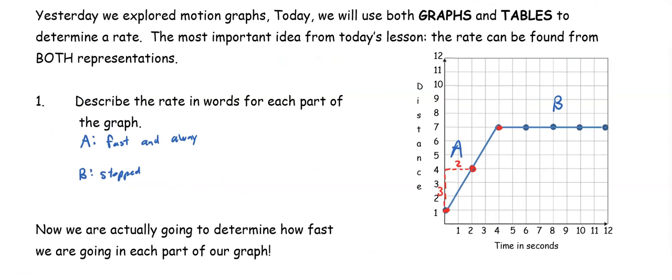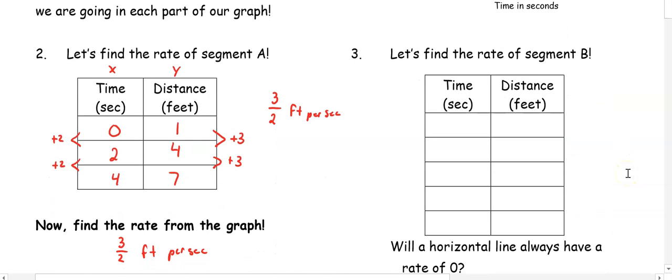So in segment B, we have these points that are at 4 seconds, 6 seconds, 8 seconds, 10 seconds, and 12 seconds. Notice that at each of the seconds, we're still at a distance of 7. So when I go to fill in my table, I have 4, 6, 8, 10, and 12. My distance is always at 7. So if I want to see how did I change from 7 to 7, I added 0. I didn't change at all.